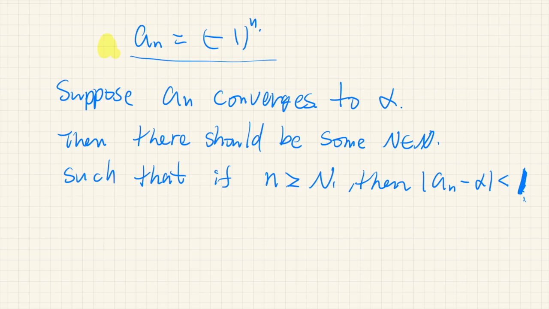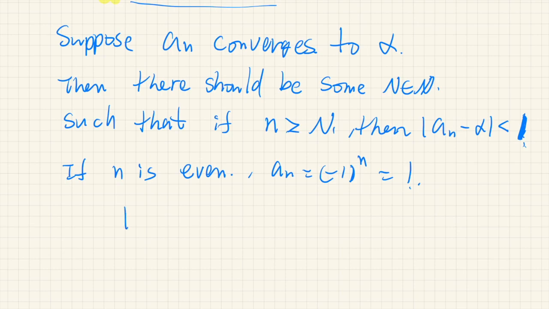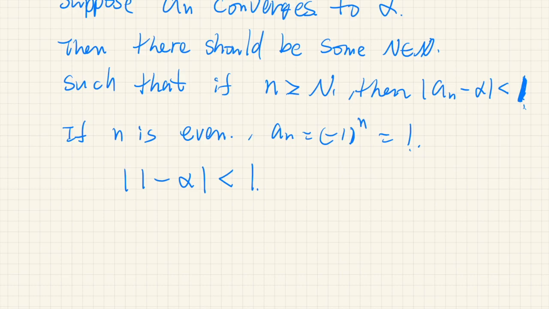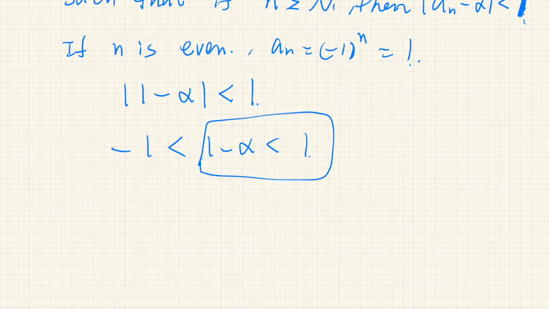Now, if n is even, then a_n, which is (-1) to the power of n, is +1 because n is even. So we have that the difference between 1 and alpha is less than 1. This means 1 minus alpha is between -1 and 1. In particular, let's focus on this part. From here, we can conclude that alpha is greater than 0. So alpha is positive.